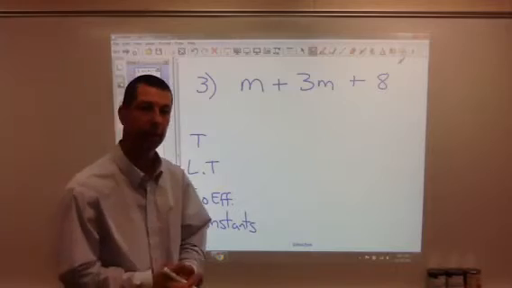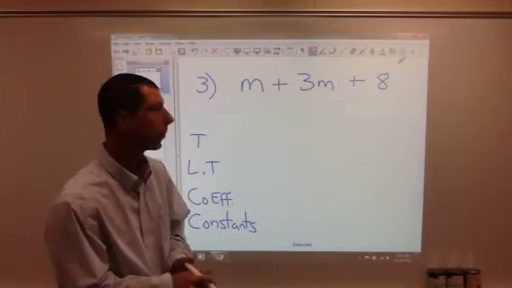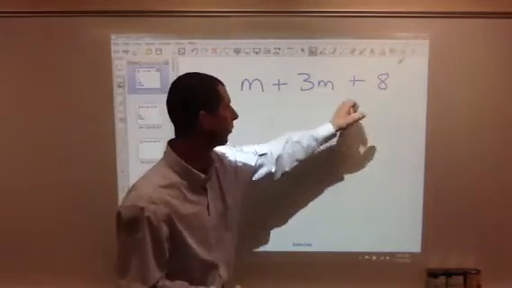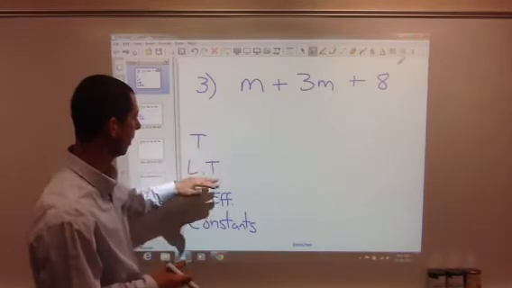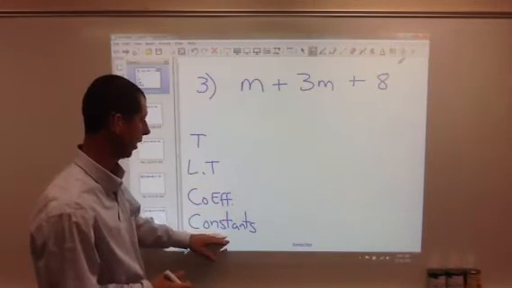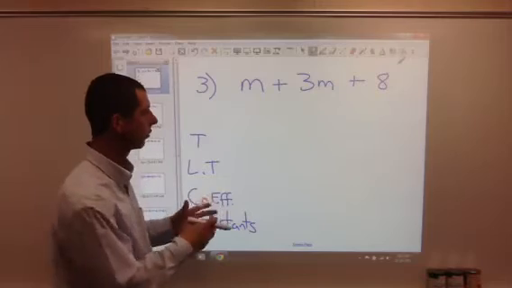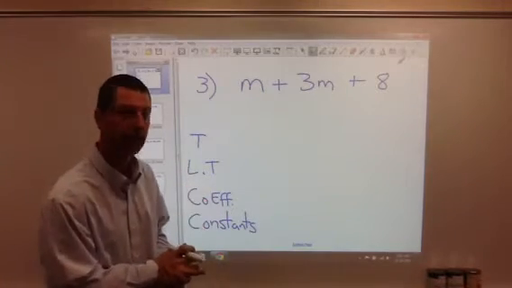Okay, let's take a look at this. This is worksheet 4.2. On this first problem right here, students are asked to find the terms, like terms, coefficient, and constant. So as I go through this, I'm kind of going to define these along the way.